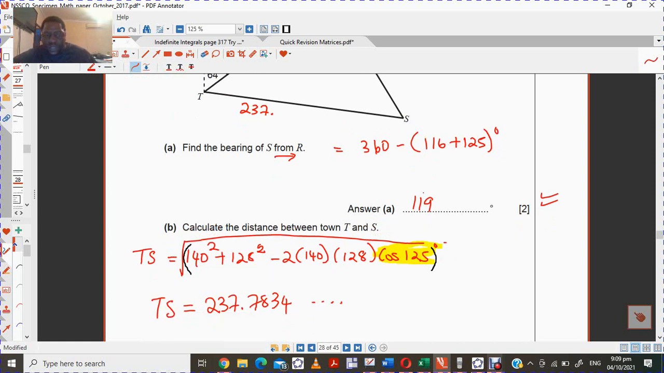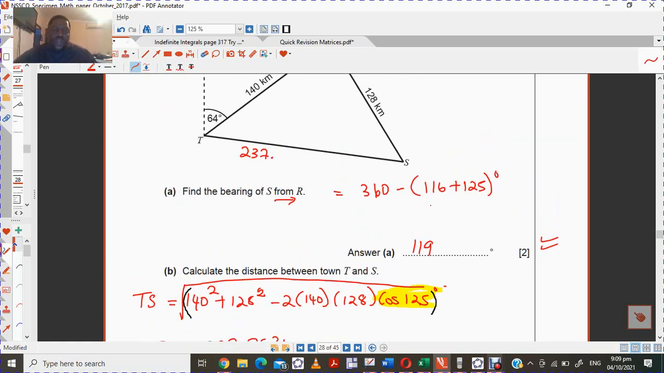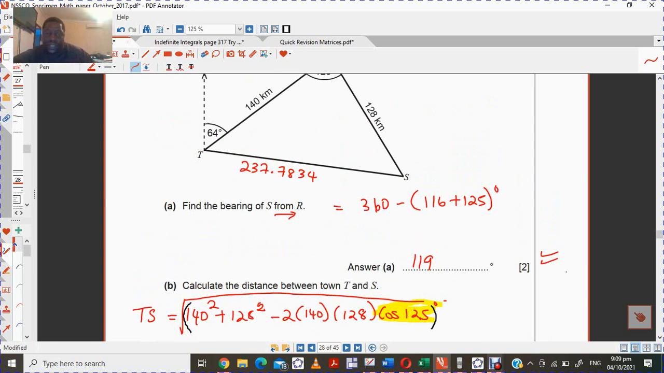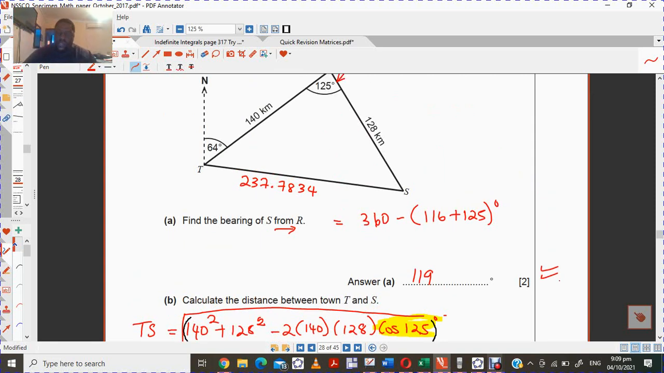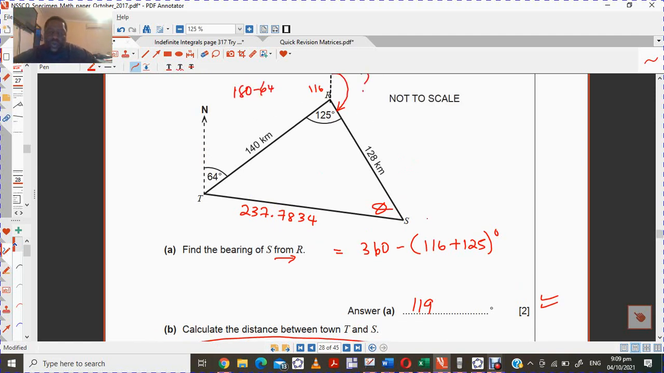But for the next question, so that's 237.7834, don't use the rounded answer, don't use 238, because you will definitely need that in order to find our next question. We are supposed to find this angle, and to find that angle we have to use the sine rule.